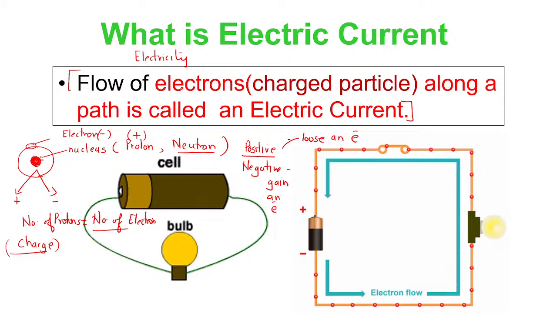And how do these electrons flow? There must be some carriers. So electrons flow through certain materials, and we know that wire is that component of an electric circuit which helps in conducting these electrons. So what is electric current? It's nothing but the flow of electrons along a path, and this we term as electric current.